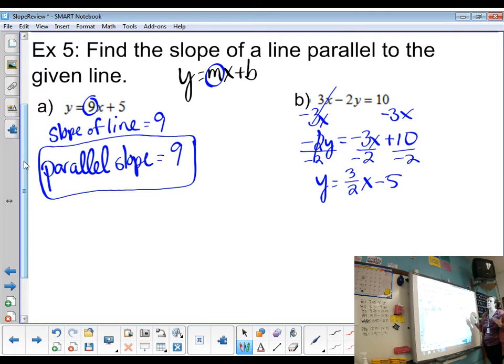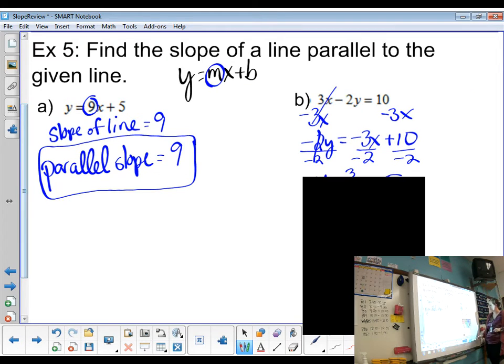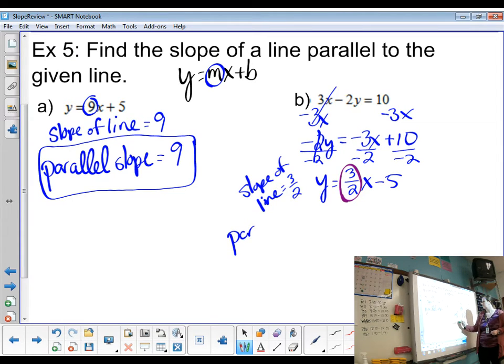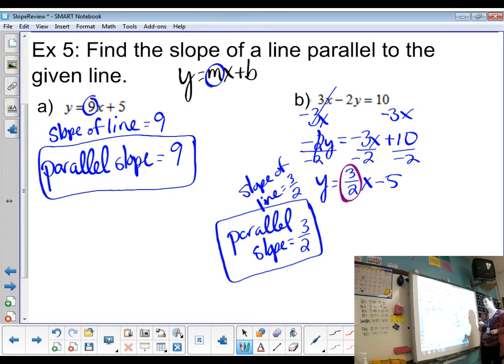So again, just like with letter A, which was already set up, we want to see what number is in that m position. And if you look at your problem, in the m position, we have this fraction that's 3 halves. So the slope of our line is 3 halves. For a parallel slope, we don't change it, so that will also be 3 halves. And that would be your solution there. So parallel slopes, again, don't change.